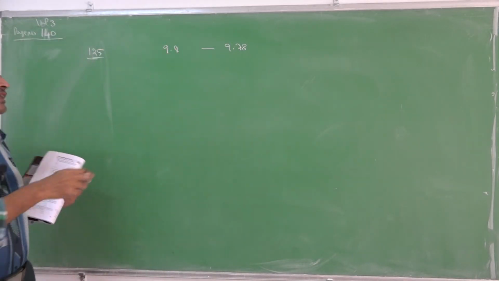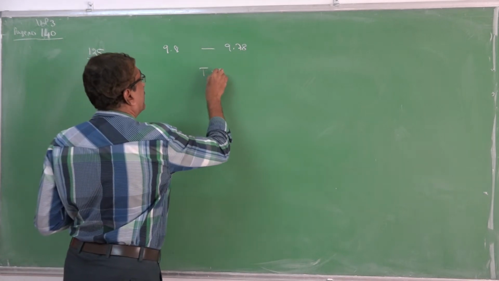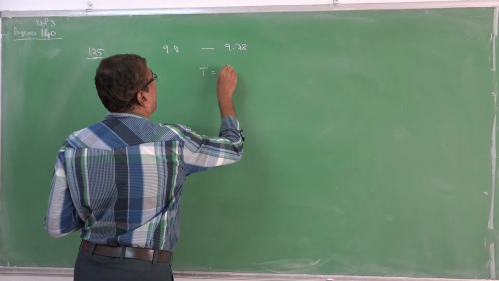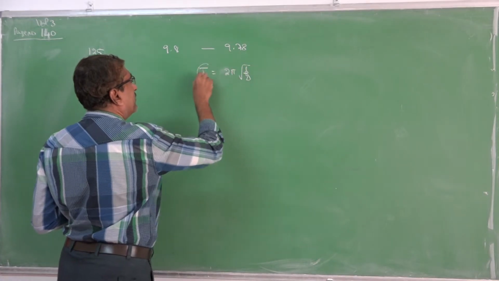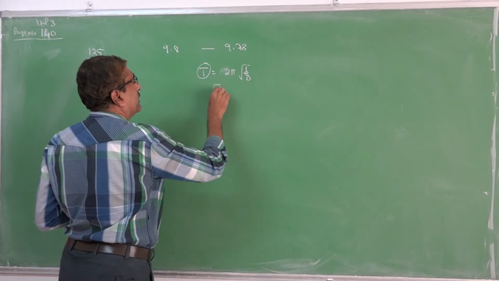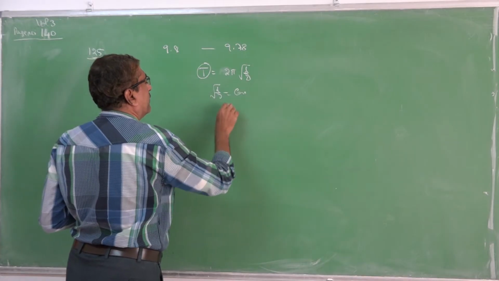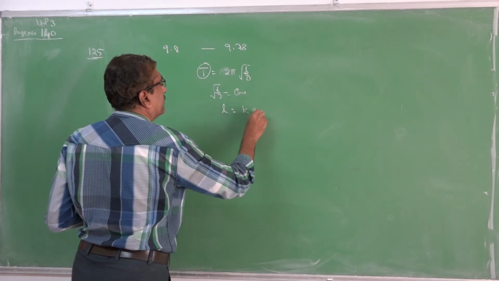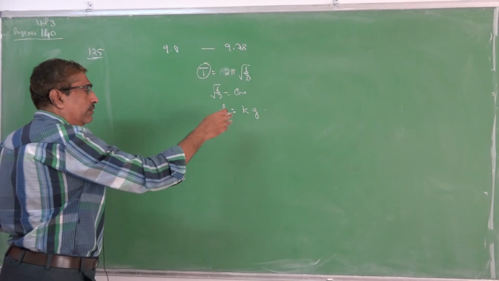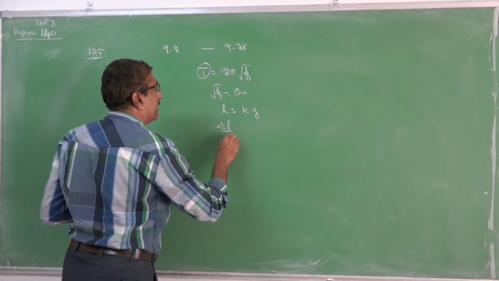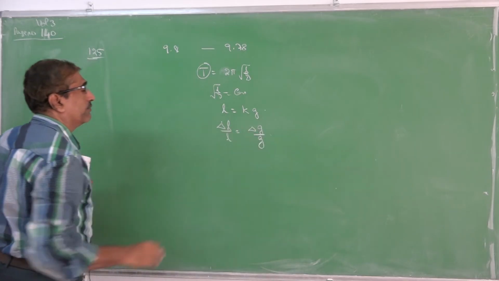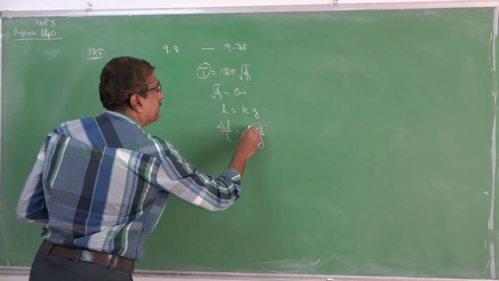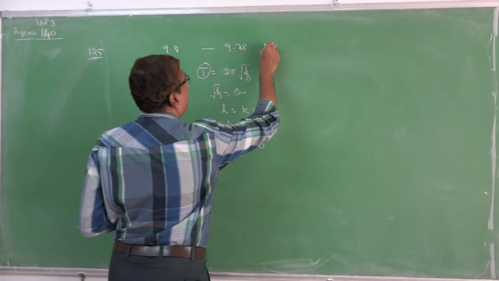That means T remains constant. As you know, T is equal to 2 pi root L by g. So T remains constant means root L by g is constant. That means L is equal to some constant into g. So now we can write this equation as delta L by L is equal to delta g by g. A simple one. Okay, the change in g is given as 0.02.